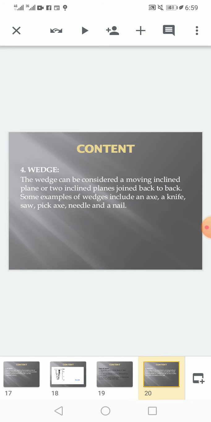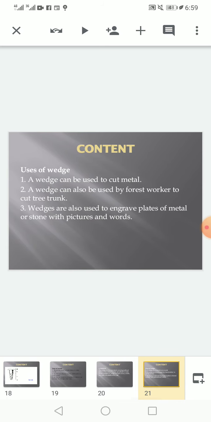A wedge. A wedge can be considered as a moving inclined plane or two inclined planes joined back to back. Some examples of wedges include an axe, a knife, a saw, a pickaxe, a needle, and a nail. These are all examples of wedges. Now, what do we use a wedge for? A wedge can be used to cut metal. A wedge can also be used by forest workers to cut tree trunks. So to cut a tree trunk, the simple machine that is used is called a wedge.